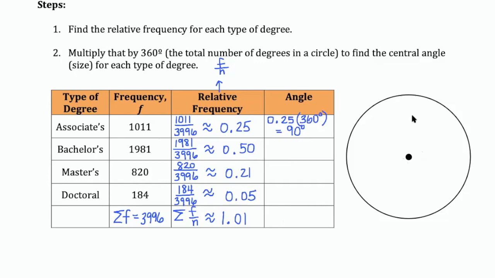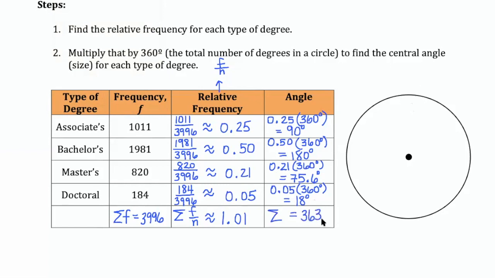I continue doing this all the way down. I've finished multiplying all my relative frequencies by 360 degrees. If you total up all of these angles, you get a total of 363.6 degrees. Now, really, it should be 360. And again, we have now compounded the rounding error we made in the relative frequency column by now multiplying it by a number, which literally makes the error more noticeable. So again, do not panic if your number is not exactly 360 degrees.